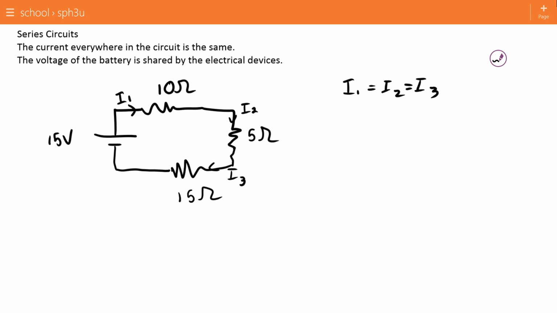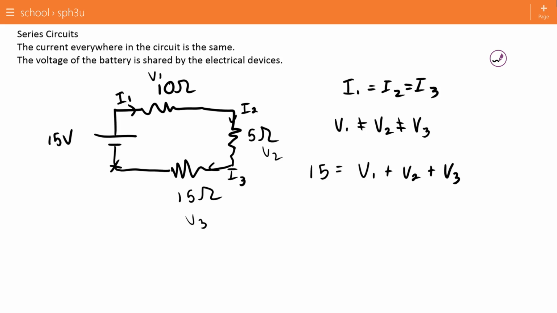The voltage of the battery is shared by the electrical devices. That is Kirchhoff's voltage law. Again, if we imagine here we went up 15 flights of stairs, or up 15 stories in our building, we're going to come down some amount, some other amount, some other amount. Those V's, V1, V2, and V3 are not going to equal each other because those resistors are not the same value. They're all going to be different. So we have to figure out what those are. But what we do know is however much we went up when we went through the battery, we have to come down a total amount that's equal to that.